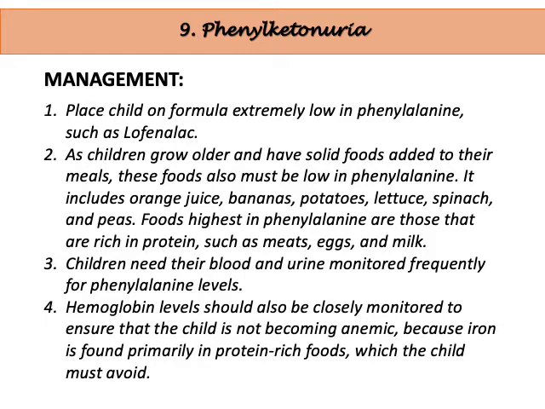Third, the child may need their blood and urine monitored frequently for phenylalanine levels, making sure it does not reach 8 milligrams per deciliter. Fourth, hemoglobin levels should also be monitored in case the child is becoming anemic, because iron is found primarily in protein-rich foods, which the child must avoid. In such cases, if there is anemia, the child may be given ferrous sulfate.